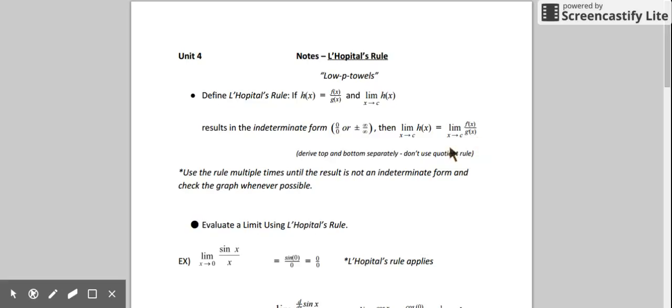And be careful. L'Hopital's rule is not saying use the quotient rule, even though that might be what you think you need to do based on the fact that we are dividing two functions. So just because we're dividing two functions, we're not finding the derivative of that quotient. We're trying to evaluate the limit. So we're just deriving separately. We're deriving the top separate from the bottom. Be careful.